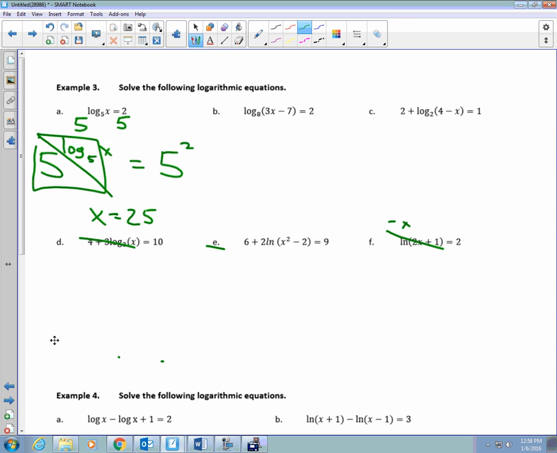So again, this is the inverse operation piece that we're using. So how do I get rid of the log base 8? I create a base of 8. And so we have 3x minus 7 is equal to 64. 3x is equal to 71. This is 71 thirds. What should you see on your own?